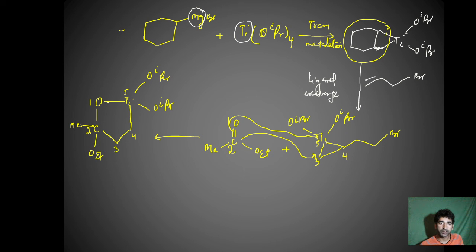So what happens in the next step? This bond comes back, and this OEt is lost. So we get double bond O. Over here we have Me, and this is attached to one more carbon. It's attached to titanium, and this titanium is attached to two isopropoxide groups. Over here we also have a side chain. To this carbon 4 we have a side chain attached.